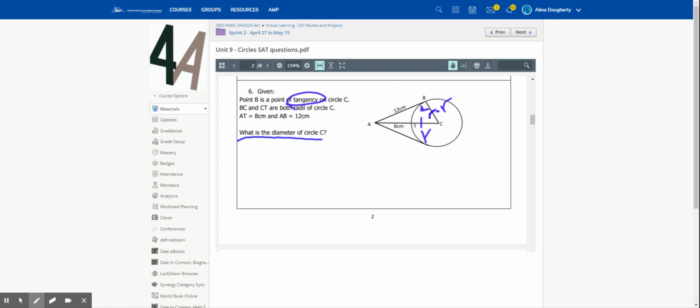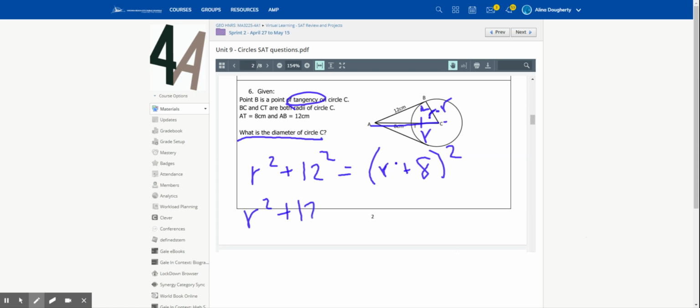What is the diameter? All right, well, we know we can do Pythagorean theorem. So if BC is R, so that's R squared, and the other leg is 12 squared. The problem here is AC is not 8 and it's not R, it's R plus 8. And then we've got to square that. So we practice this a little bit with the right triangles. R squared plus 12 squared equals R squared plus 16R plus 64.